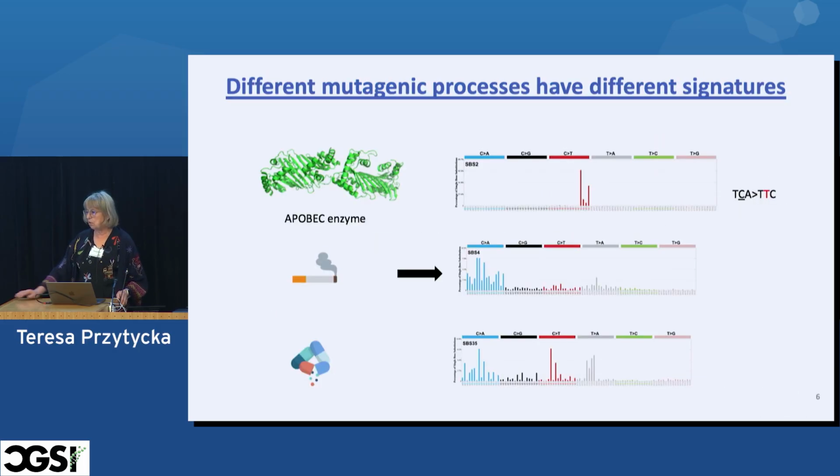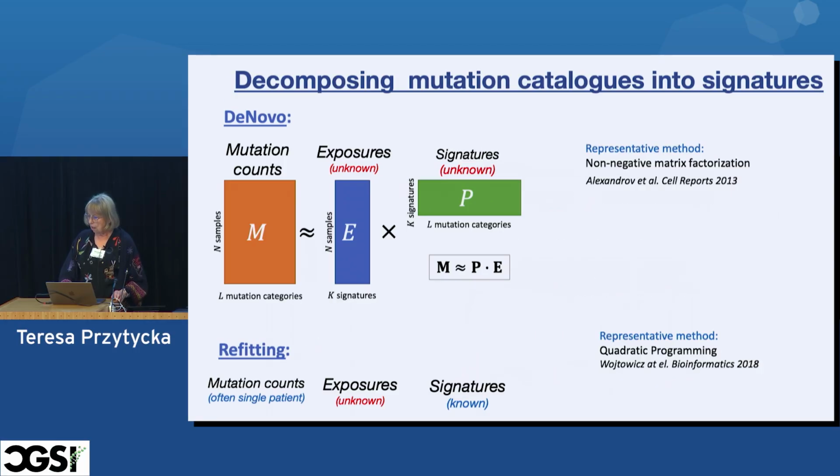Here are some examples of different signatures that are attributed to different mutagenic processes. One is the APOBEC enzyme that introduces mutations to the genome. Another here is just smoking, and yet one more is exposure to anti-cancer drugs, for example. Okay, so just briefly, I'm not going to dwell on it.